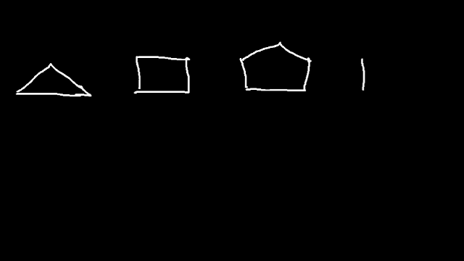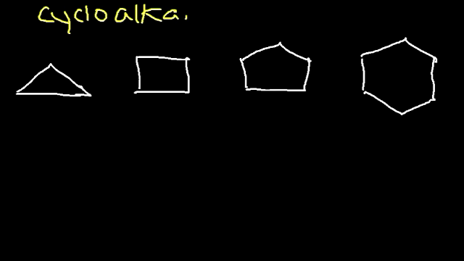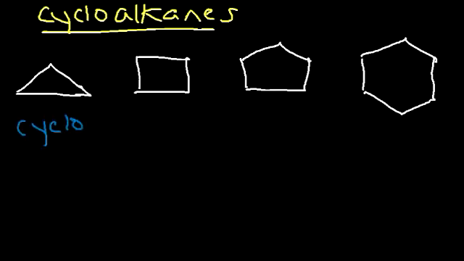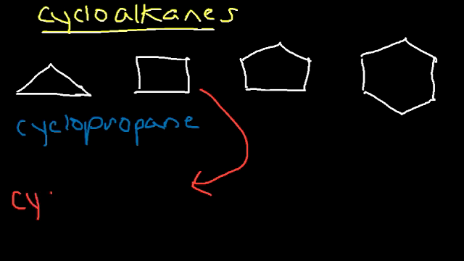Now, how would you classify these molecules? So these are cycloalkanes. So on the left, we have a 3-carbon ring, so it's called cyclopropane. Now the next one, which looks like a box, it has 4 carbons, so it's called cyclobutane. And then the other two are cyclopentane and cyclohexane.